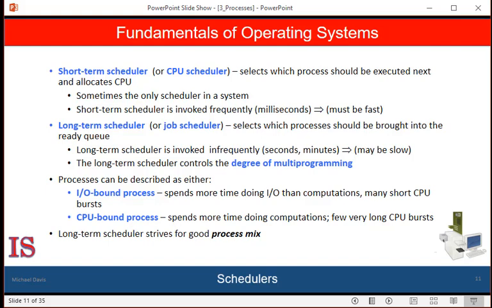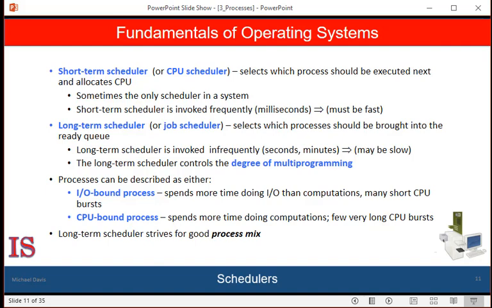Each CPU core can run one process at a time, remember? For a system with a single CPU core, there will never be more than one process running at a time, whereas a multi-core system can run multiple processes at one time. If there are more processes than cores, excess processes will have to wait their turn until the core is free and be rescheduled. The number of processes currently in memory is known as the degree of multiprogramming.